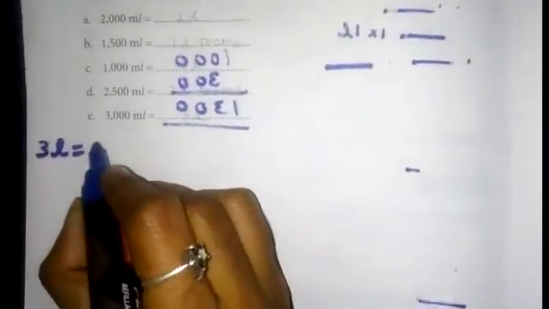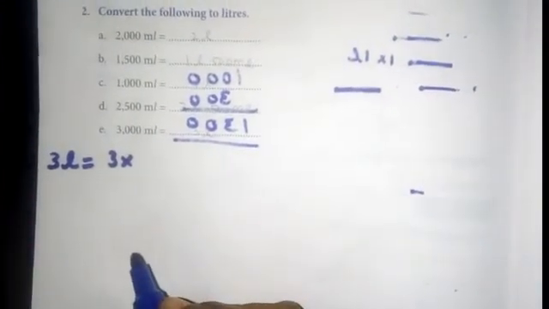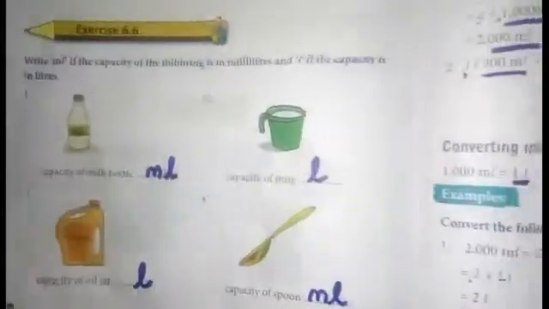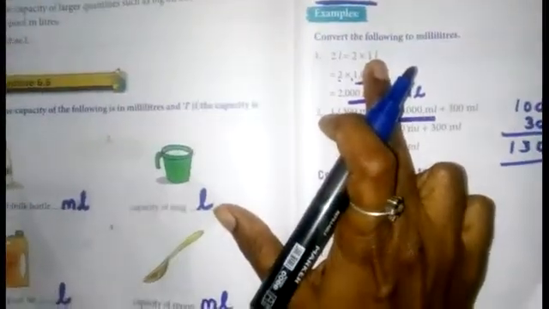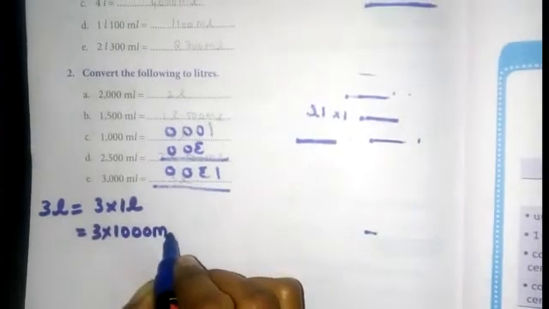Then see here. First one, 3 liter is given. So here I am writing 3 liter. 3 liter means what I said? The number is given, right? So what you have to do? 3 into 1 liter. Am I correct? Yes. Like that you have to write. 3 into 1 liter. Okay. 3 into 1 liter.